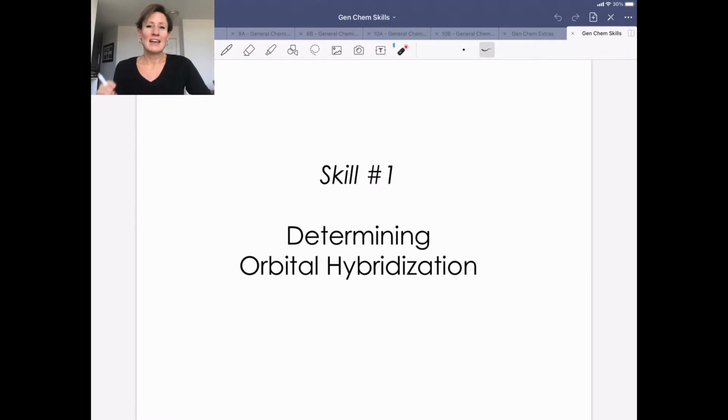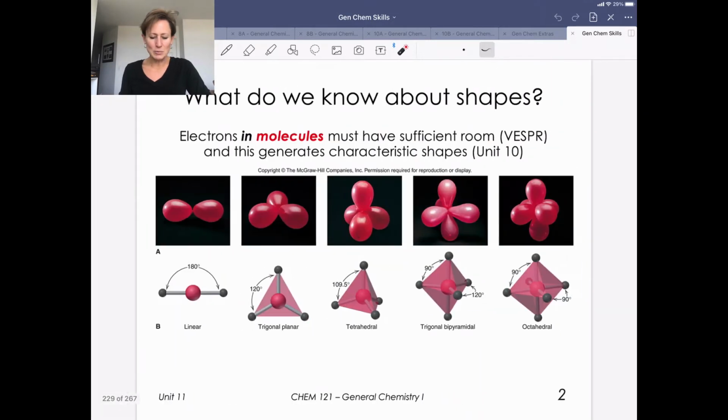So Learning Unit 11 really is sort of a continuation and a culmination of a lot of the skills that we learned in Learning Unit 8, 9, and 10. So we really think a little bit more deeply about covalent bonding and what we think about with bonds in molecules. So the first skill for this is what we call determining orbital hybridization. So again, we're going to build on a lot of the skills from previous learning units, and we'll see how those kind of come into play here.